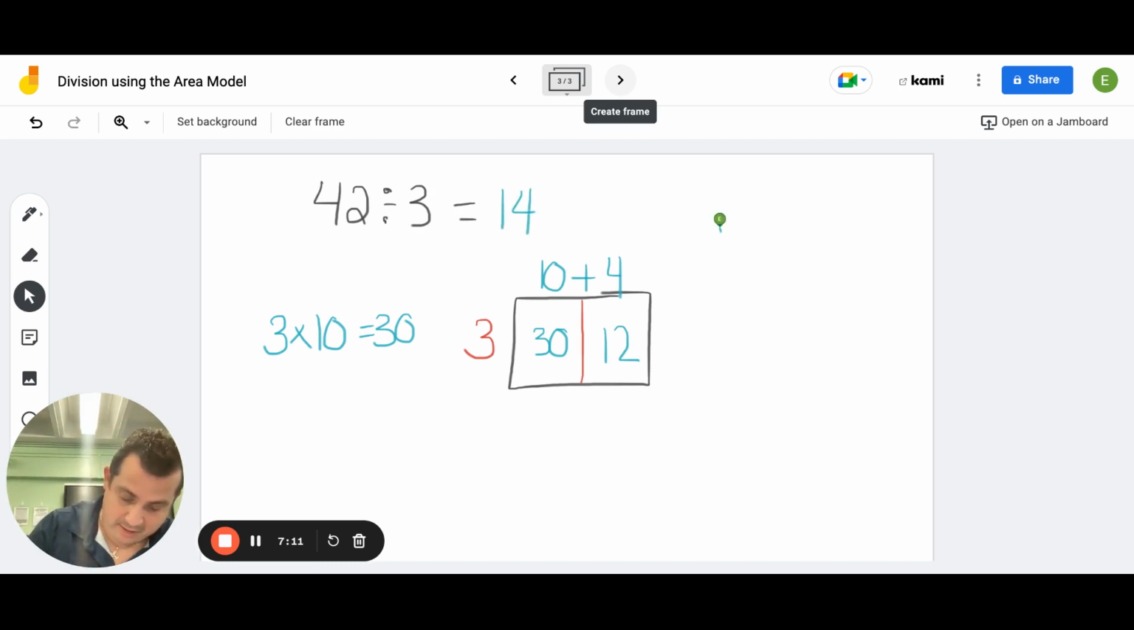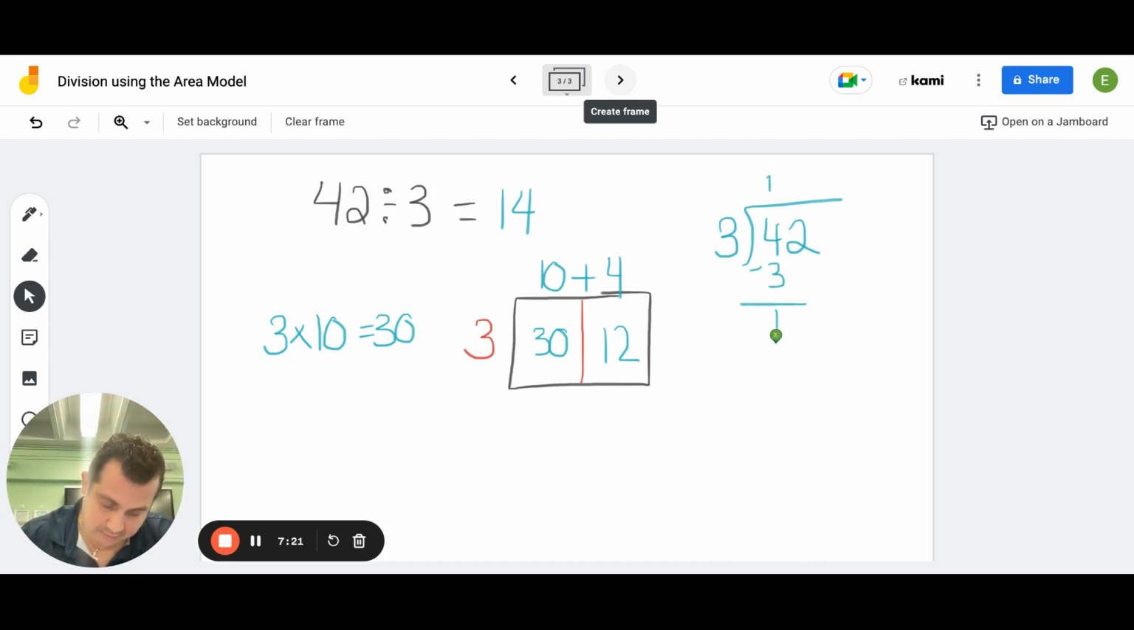Is 42 divided by 3, 14? Well, 3 goes into 4 one time. That's 3. Let me subtract, is 1. Bring down the 2. And can 3 go into 12? 4 times. And there's your answer.